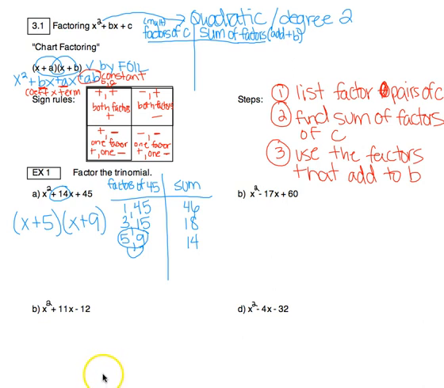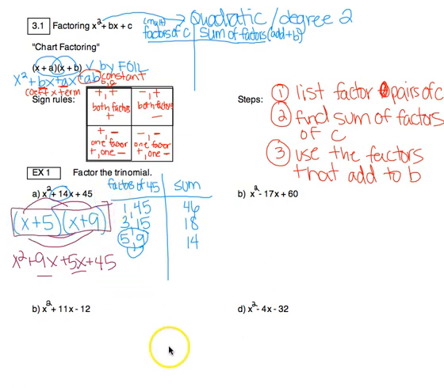Now remember, if I were to FOIL this back out, which you don't have to do every time, I'm just going to check my answer here. X times x is x squared. X times 9 is 9x. 5 times x is 5x. 5 times 9 is 45. These two in the middle do give me 14x, so I am sure I have checked it. And this is my final answer.